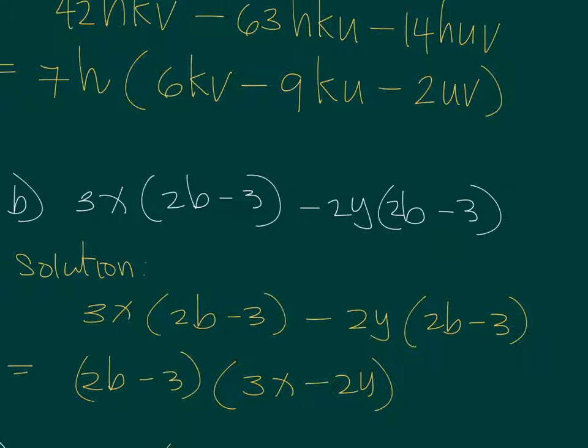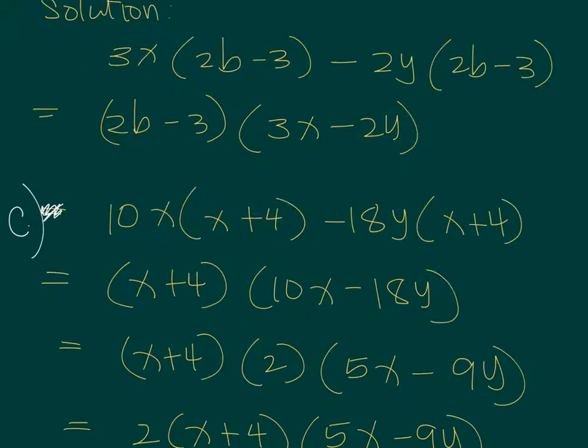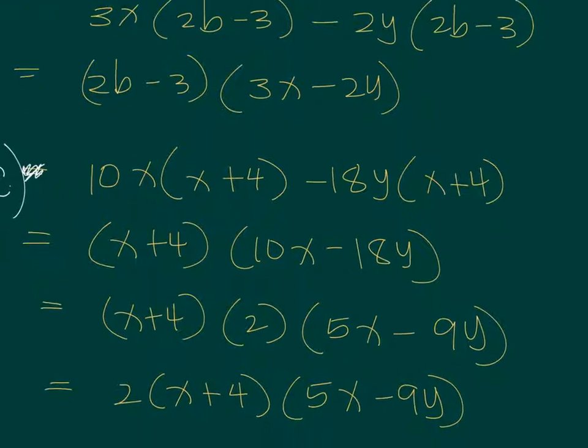Always look for the common factor. In this case, it's very obvious, it's 2b minus 3. So factor that out and then work on the remaining expressions. Okay? For letter C, again, it's the same idea.